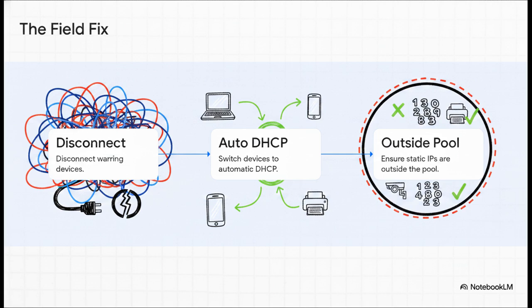And third, this is absolutely critical. If you really must have a static IP, maybe for a printer or security camera, you have to ensure the number you assign is strictly 100% outside the router's automatic DHCP pool.